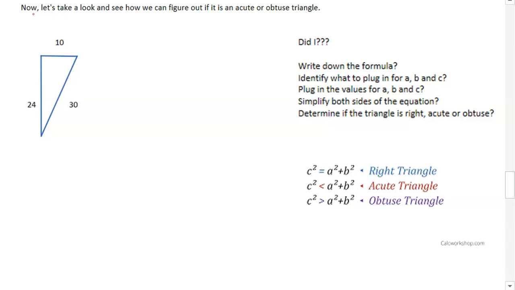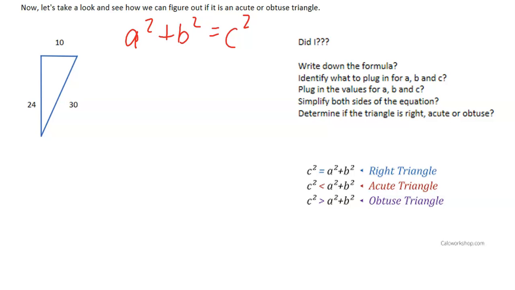The converse of the Pythagorean theorem is still a squared plus b squared equals c squared. But in this case we're going to be filling in the values as if we were assuming that it was a right triangle, and then figuring out at the very last step whether both sides are equal to one another, or if a squared plus b squared is greater or less than the value of c squared.